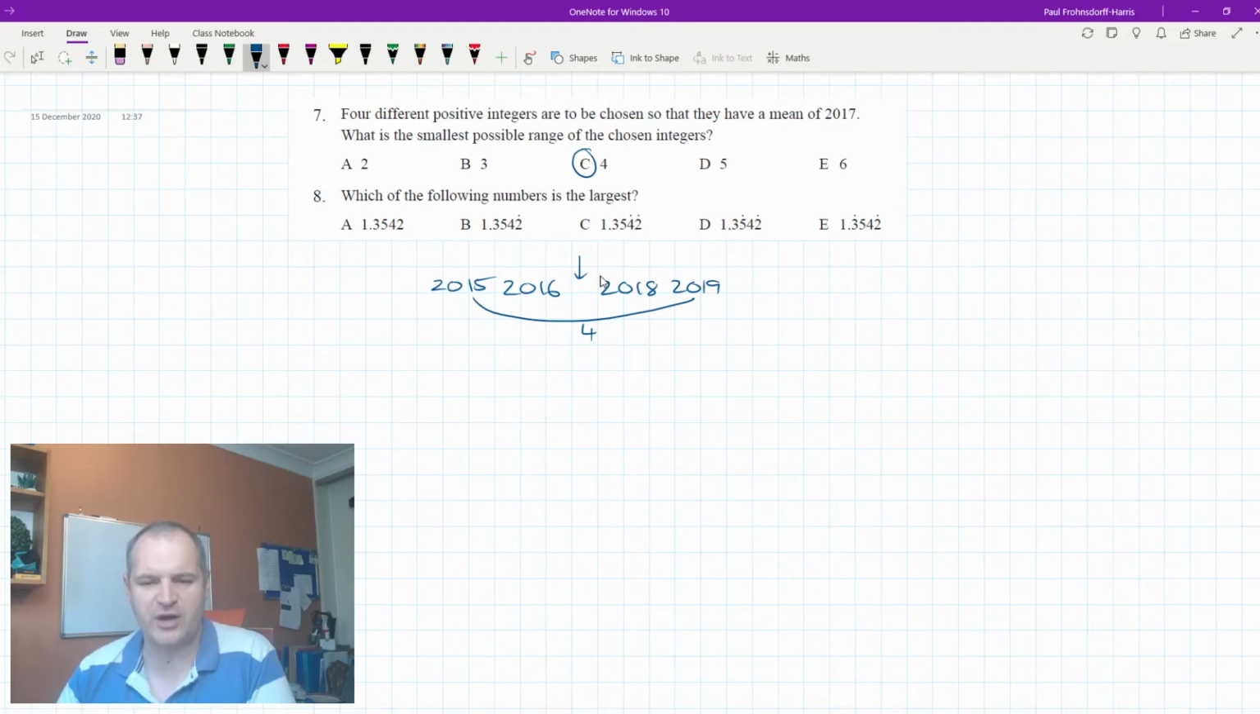Which of the following numbers is the largest? In order to do this question, I'm going to list them all in my squares. 1.3542. And to help with this, I'm going to add a few more zeros, because it finishes, so we can always add zeros. 1.354, and then just the 2's repeat.